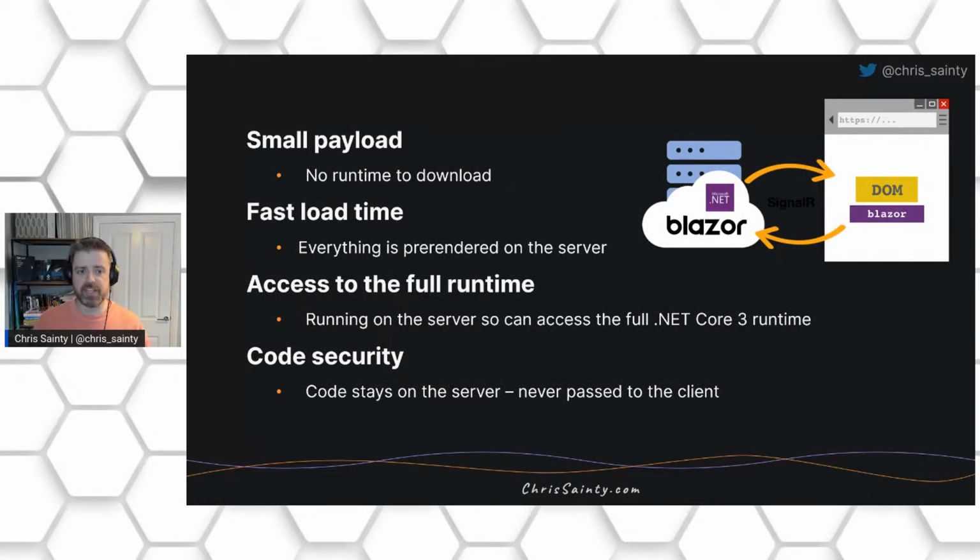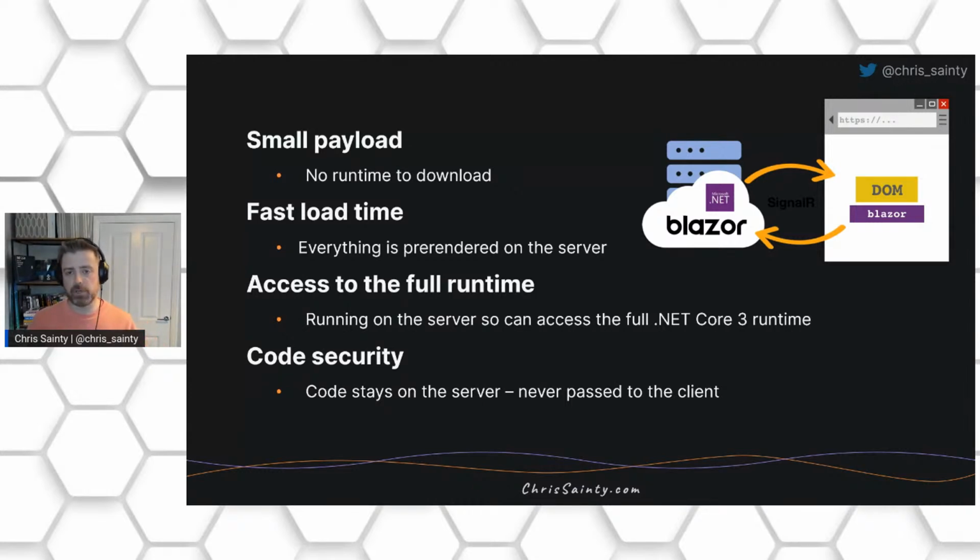Now, in terms of benefits, it's a small payload. There's no .NET runtime to download, which means that Blazor Server apps have a very fast load time. And also with Blazor Server, things are pre-rendered by default. Okay, so if you want SEO, you get it kind of out of the box with Blazor Server. You get access to the full .NET runtime with Blazor Server because it's running on the server. Okay, it's not running on the client. And you also get code security.